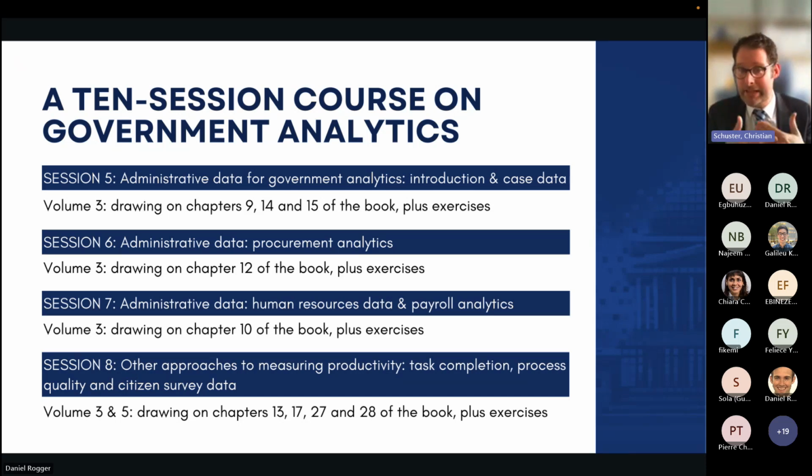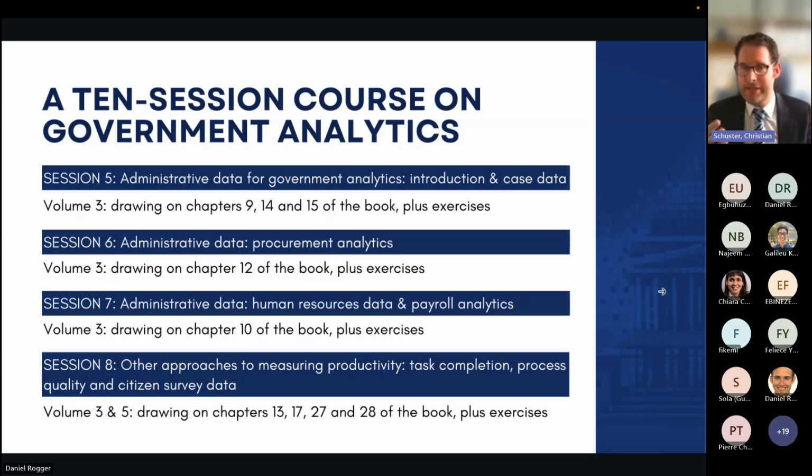Session 6 is then about another data source that all governments have and that typically is really important in the overall public expenditure, and that is procurement. And it's about how can you analyze procurement records to improve the way that government procures.